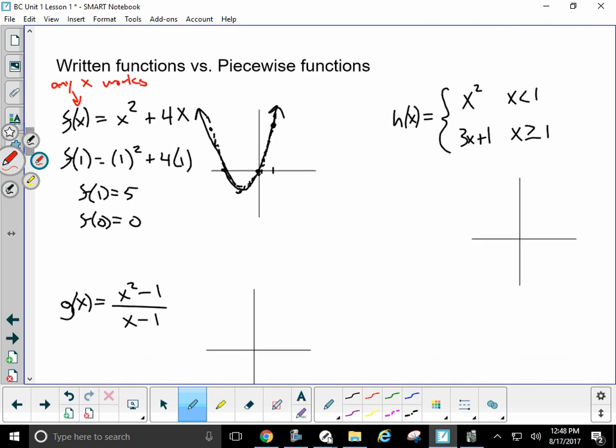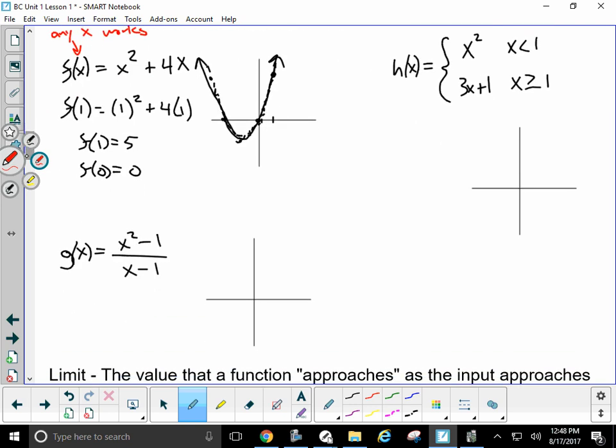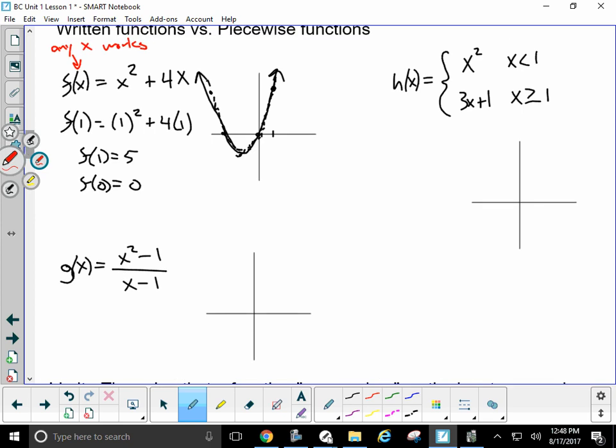Well, let's look at the next one, this x squared minus 1 over x minus 1. Well, if I plug in 0, I will get -1 over -1, which is 1. So I have the point (0, 1), that's great. But watch what happens when I plug in 1. When I plug in 1, I'd end up with 0 over 0. You're not allowed to divide anything by 0, including 0. So this would be a situation where we have an undefined value.